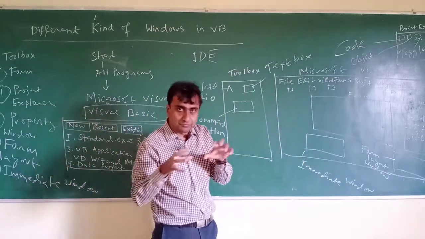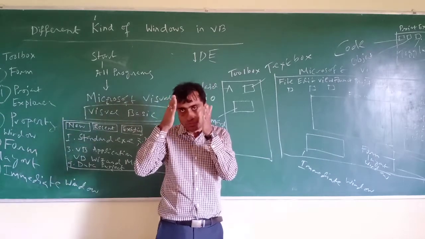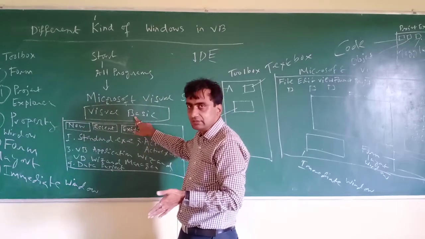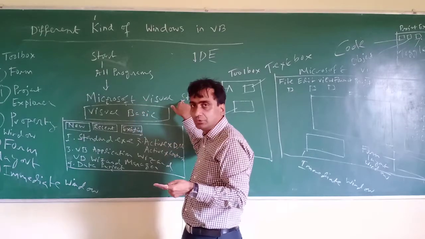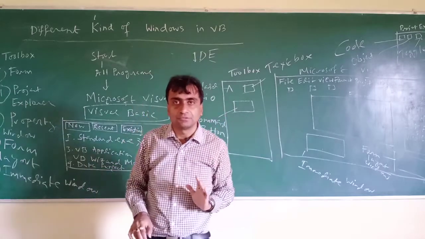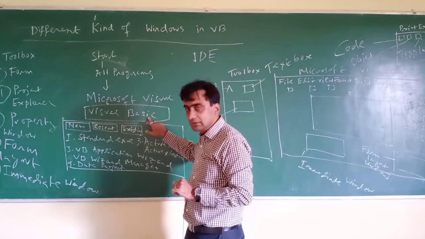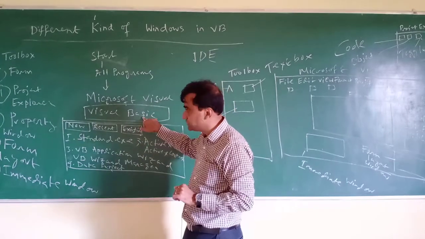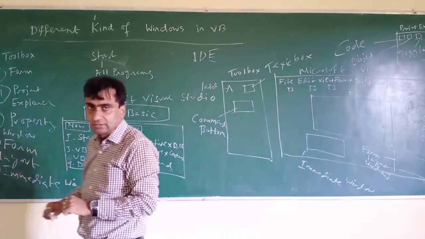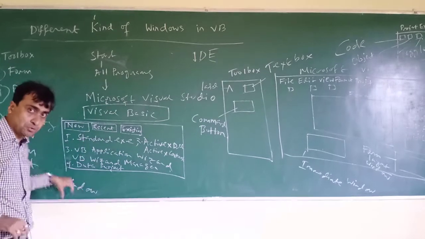In Visual Basic, the different windows will not open directly. For that, the software should be installed in your device, and you should choose Visual Basic. Visual Basic is a part of Microsoft Visual Studio. Like MS Office is the software, MS Word is a component of MS Office. Like that, Microsoft Visual Studio is the software, and in that, Visual Basic is there. So once you select Visual Basic, you will get the initial window, which has three options: new, recent, and existing, with different kinds of projects.